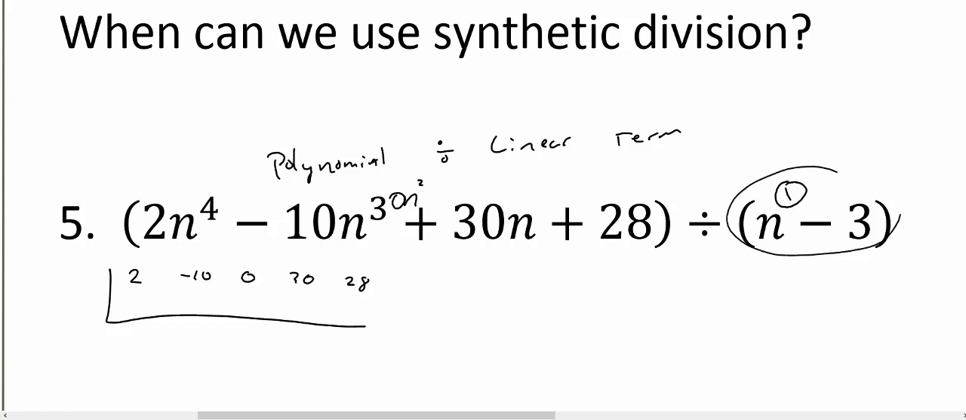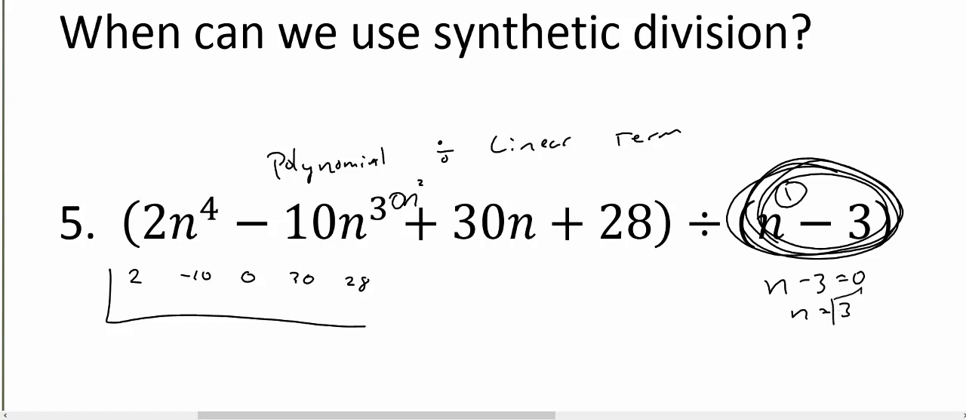Now, the number that's in here, this is n minus 3. That is not going over here. It's just a number. How do I figure out what that number is? I take the linear term, set it equal to 0, and solve. n equals 3. So now this is going to be a 3. That's how I do it. So now I just do the same process.